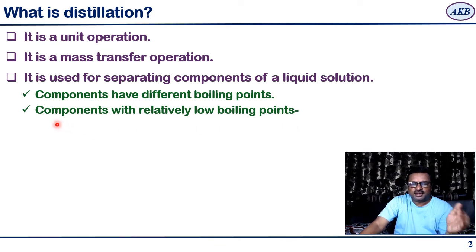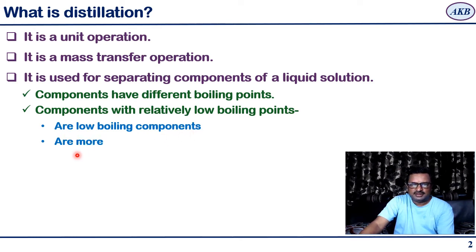Okay. So what can you say about components with relatively low boiling points? Components with relatively low boiling points are low boiling components. They are more volatile and they vaporize early. Okay. So components with relatively low boiling points, we are calling them low boiling components. They are more volatile. That means they show a greater tendency to go into vapor state and therefore they vaporize early.